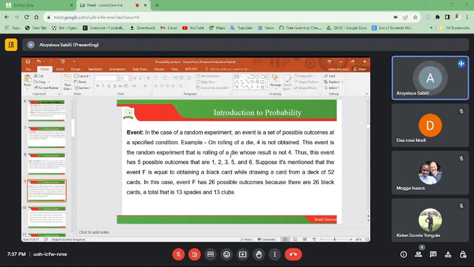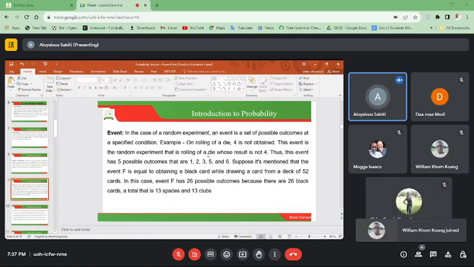Suppose it's mentioned that event F is equal to obtaining a black card while drawing a card from a deck of 52 cards. In this case, event F has 26 possible outcomes.